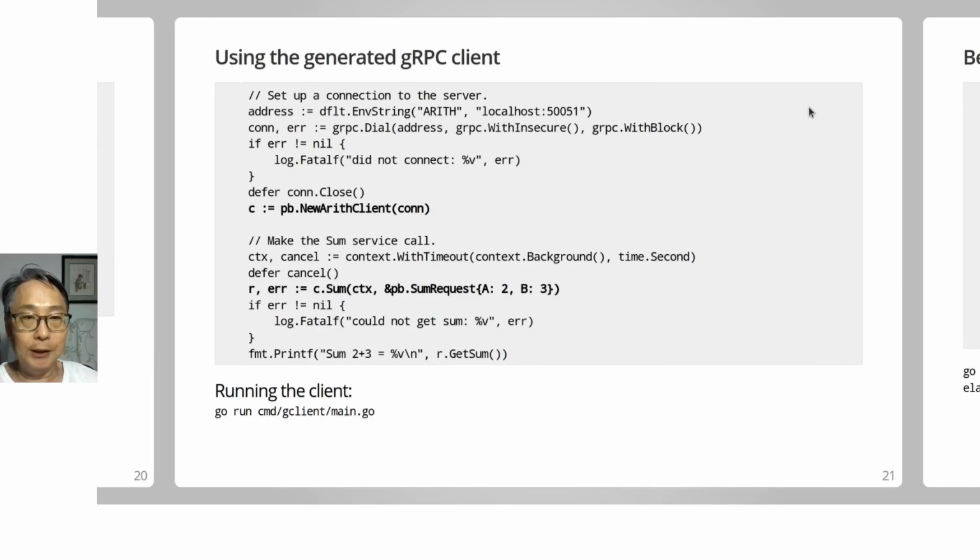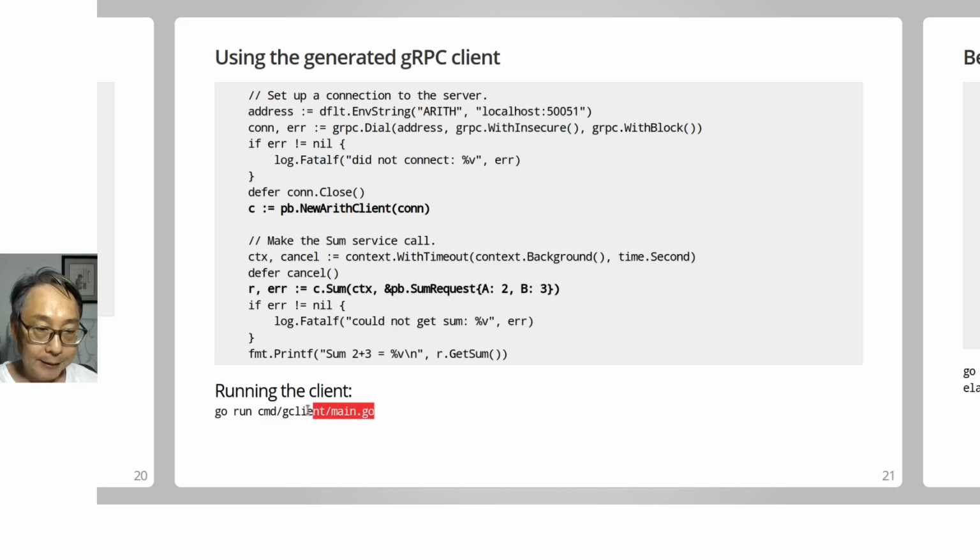Here is how we use the generated gRPC client. We first dial to localhost 551. If you can't connect, log an error message. And here is the new arithmetic client using that connection. I make a context with a timeout of 1 second, and I call the sum service with this sum request with A equals 2 and B equals 3. And finally, I print out that the sum is hopefully 5. Get sum is again generated from the protocol buffer definition.